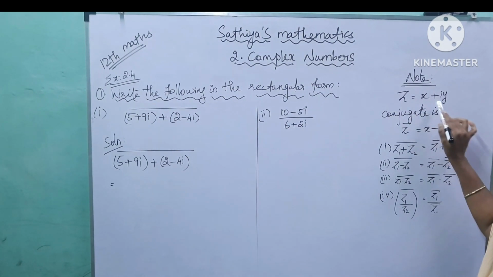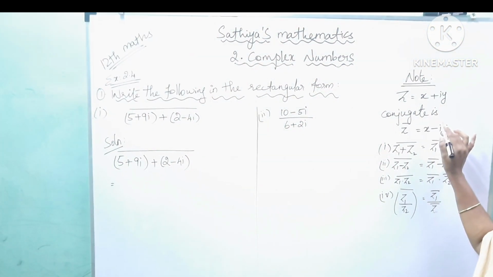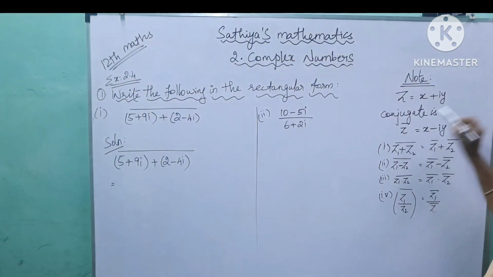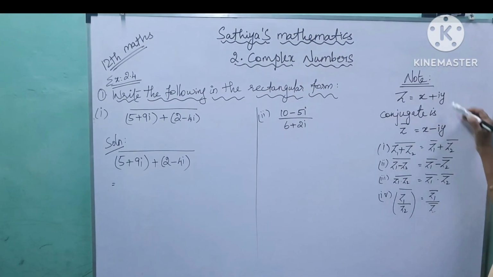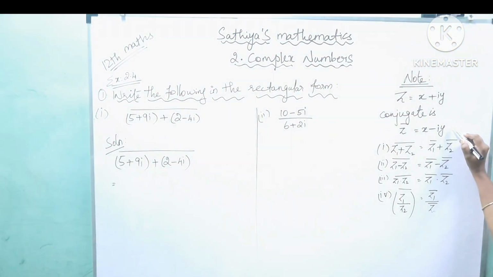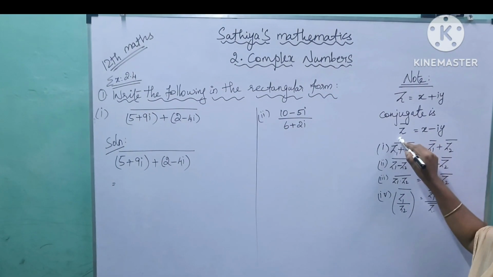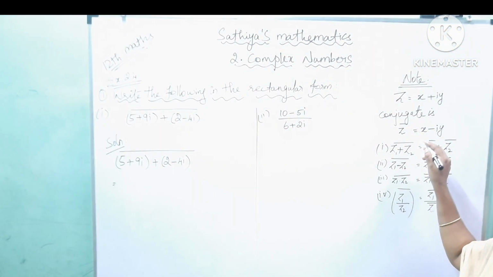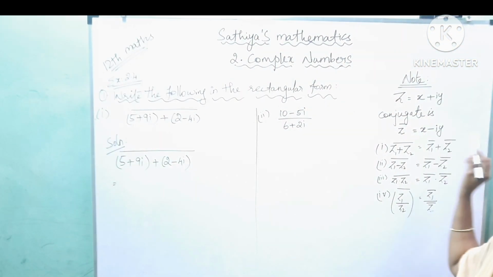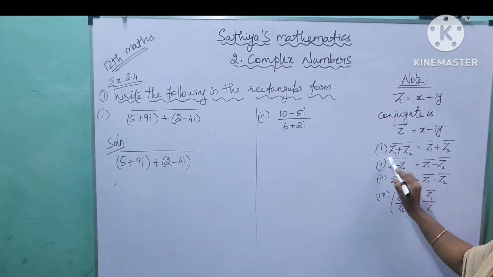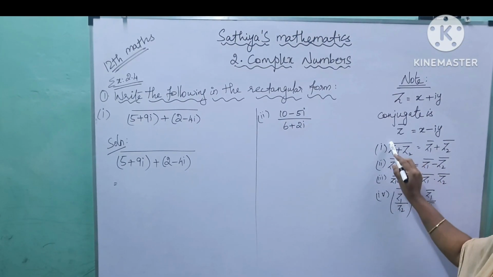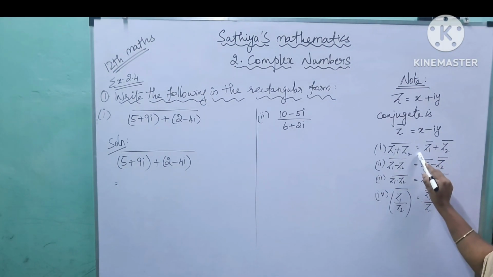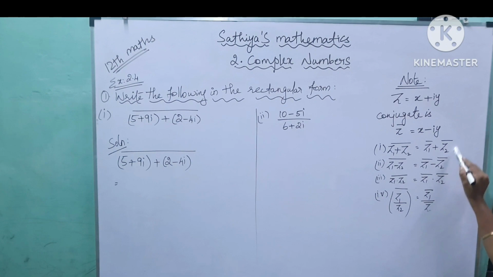Consider z is equal to x plus iy. The conjugate is given by changing the sign of the imaginary part alone. So we know already, x plus iy means the conjugate is x minus iy, and the conjugate is denoted by z bar. So the conjugate of any complex number is denoted by a bar on the top. And the addition of two complex numbers with the bar is nothing but z1 plus z2 the whole bar is equal to z1 bar plus z2 bar.